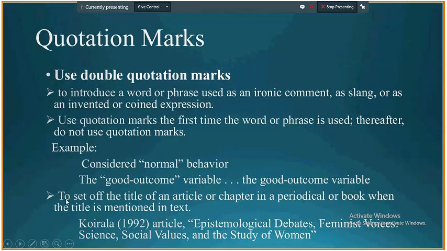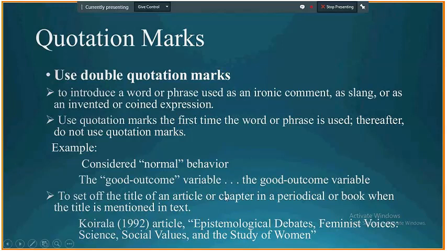And the third one: to state the title of an article or chapter in a periodical or book when the title is mentioned in text. Here is one example: Koirala 1992 article, epistemological debates, feminist voice, science, social values, and the study of the women. This is the title of the article. So in the title of the article, we use the quotation marks.